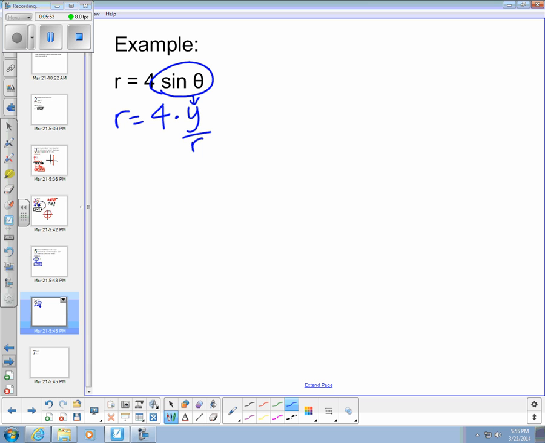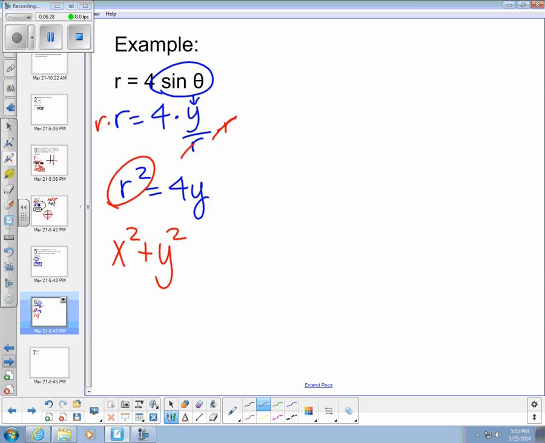Okay. Now, if this is divided by r, to get the r to the other side, we can multiply both sides times r to get this to cancel. And so now we've got r squared equals 4y. Remember, our goal here is to get rid of any r's and any thetas. So we've gotten rid of the theta, but we haven't gotten rid of the r. But now we have an r squared, and we do have a formula for r squared that we just looked at, and r squared would be x squared plus y squared.